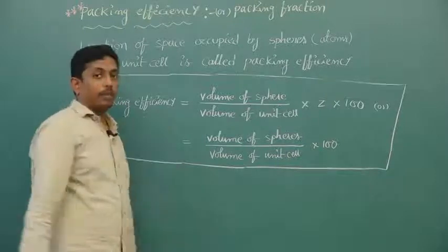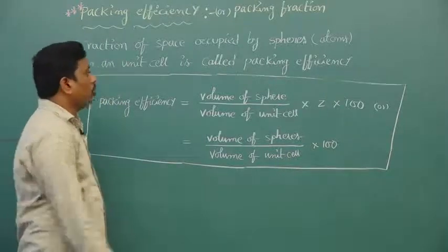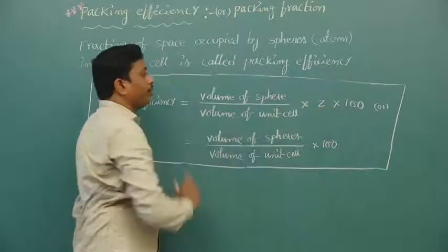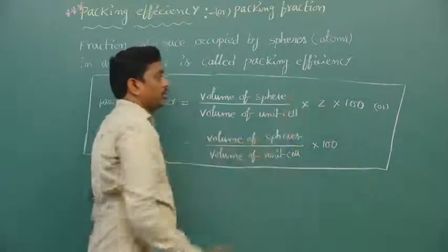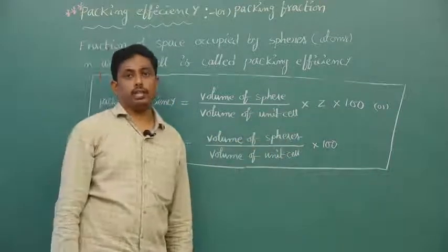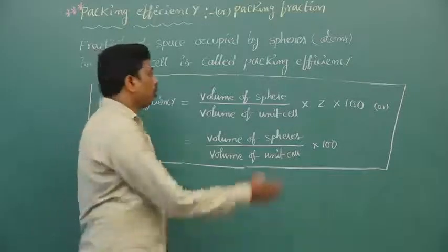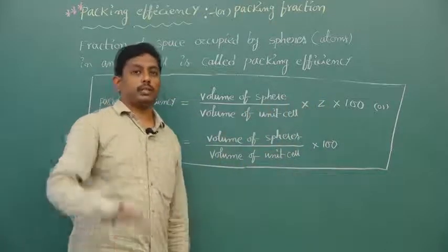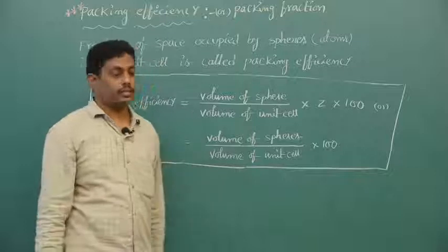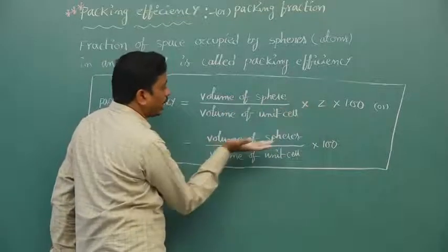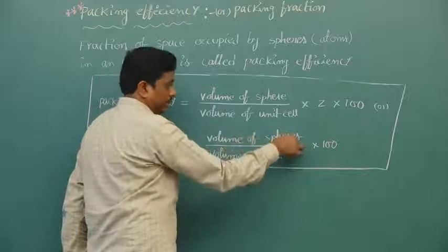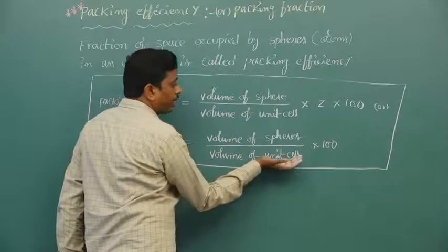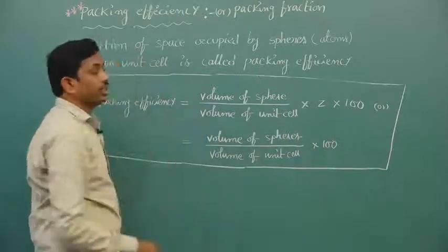Now, see the formula for packing efficiency or packing fraction. Volume of sphere into Z into 100 by volume of unit cell. Z means the number of spheres, the number of particles present per unit cell. So, volume of one sphere into Z is equal to the total volume of spheres. Instead of volume of sphere into Z, we can write volume of spheres, so it is volume of spheres by volume of unit cell into 100. This is the packing efficiency formula.